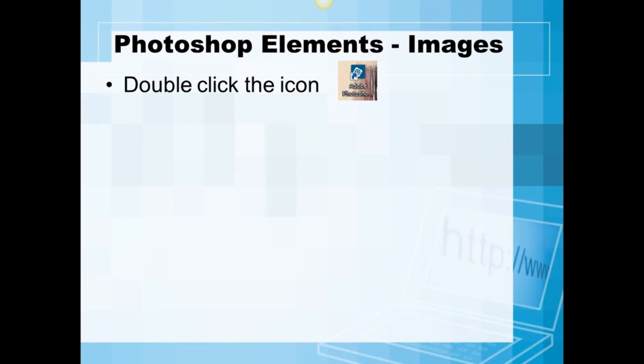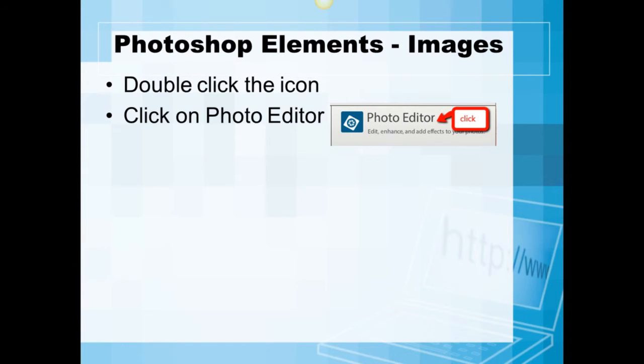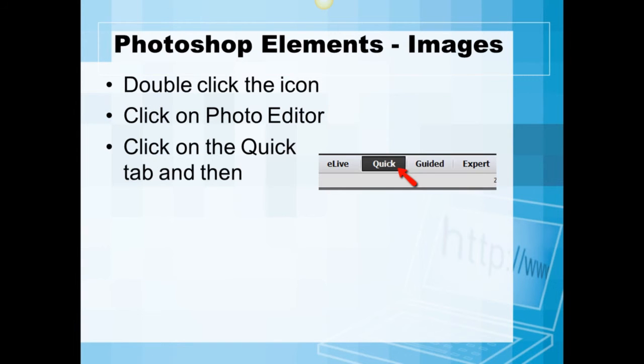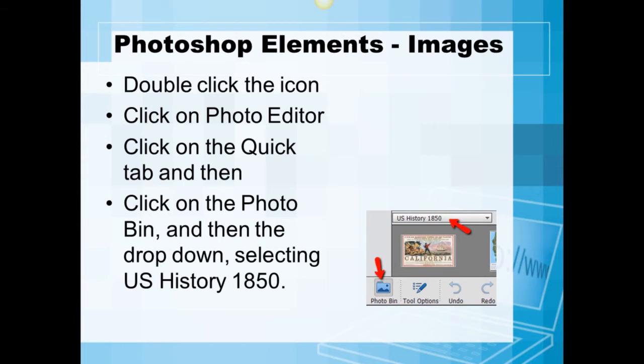On Photoshop Elements, again click on the Photoshop icon. This time click on Photo Editor. Then click on the Quick button, which will present a screen for you to use. The next step is to go to the bottom of the screen, click on Photo Bin, and then the drop down, and then click on US History 1850, where you should see all of the pictures that you loaded into Organizer.